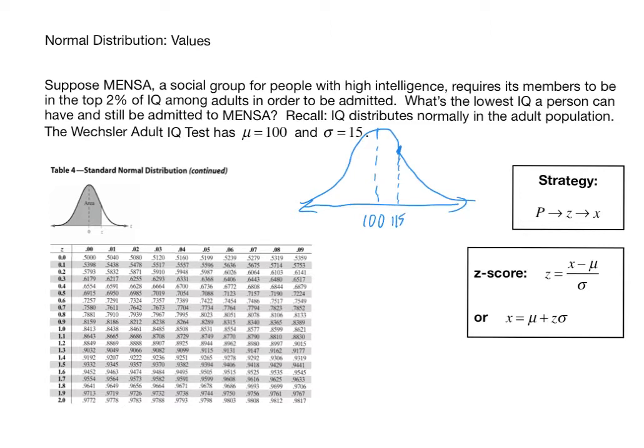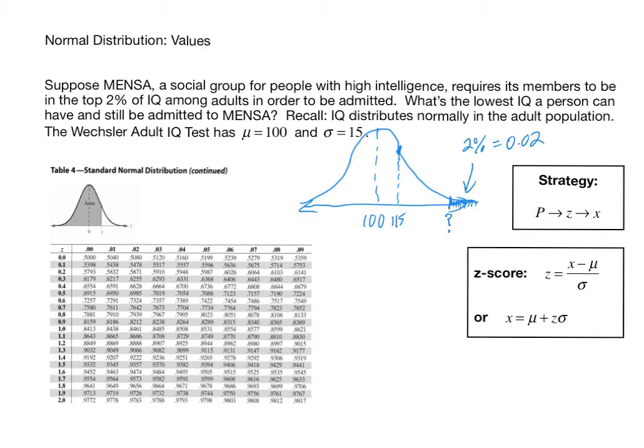It's 115. And ultimately, our question here is what's the lowest IQ a person can have and be admitted to Mensa under the condition that you have to be in the top 2%. Top 2% means we are concerned with this area out here being exactly 2% or 0.02. We want to find what's the minimum. All of these people over here, their IQs, they get admitted into Mensa. The minimum is right here. We're concerned with what's that minimum value for which you could still be admitted into Mensa.